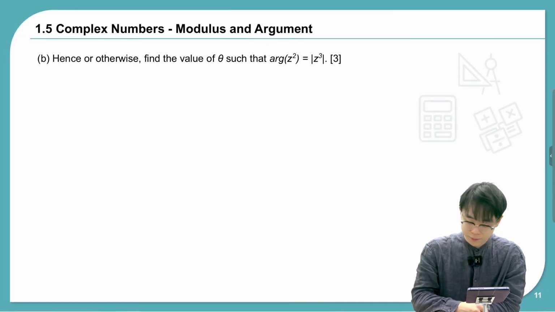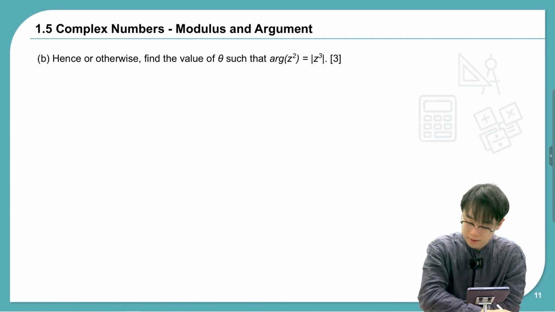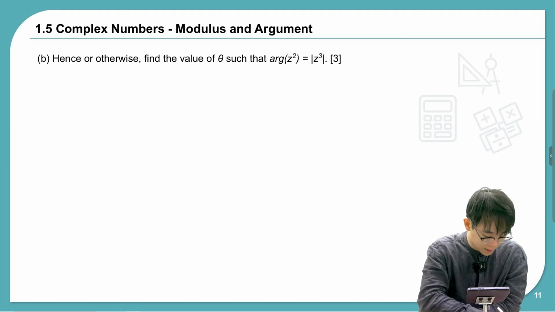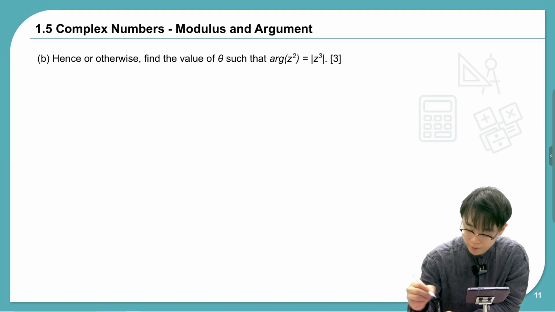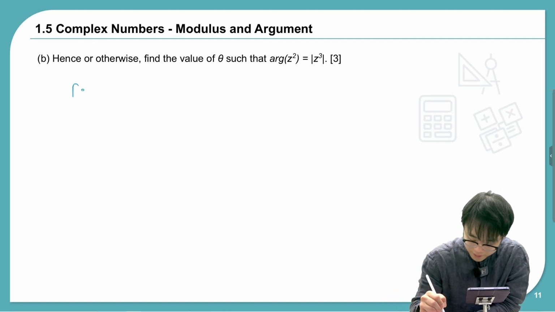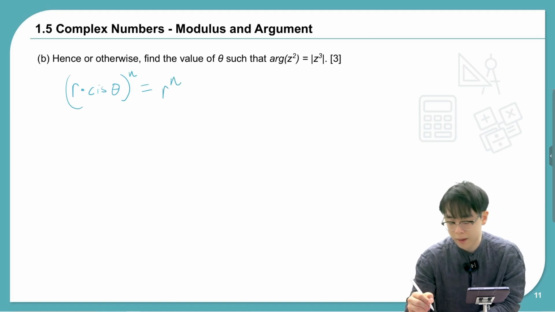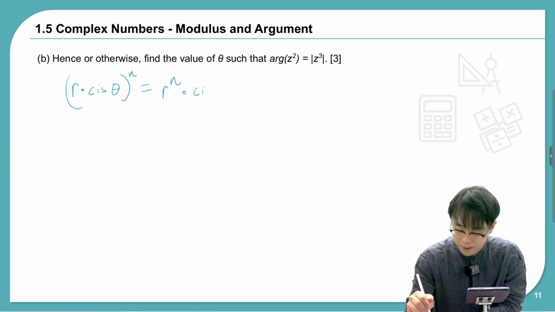So hence or otherwise, we want to find the value of theta such that the argument of z squared is equal to the argument of z is equal to the modulus of z cubed. Okay, so this is where de Moivre's theorem would come in handy. If you have r times cis theta raised to the power of n, de Moivre's theorem suggests that we could just raise the modulus to the power of n and multiply n to the argument. So we have cis n theta.